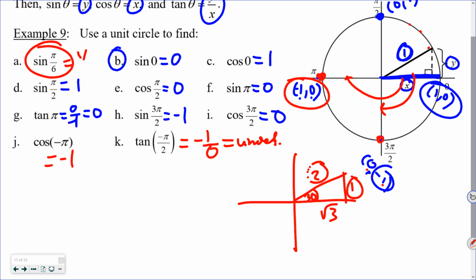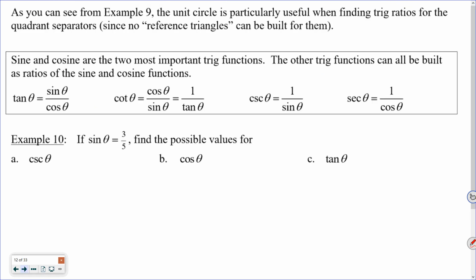So I wouldn't use a unit circle to find any other angles unless they're 0, 90, 180, 270, or 360. Unless it falls on the x or y axis, that's the only time I would use a unit circle. And I know that's a little different from the way you learned it last year, but it requires less memorization. So, as you see from example 9, the unit circle is particularly useful in finding trig ratios for the quadrant separators. In other words, on the x or the y axis where you can't make triangles.